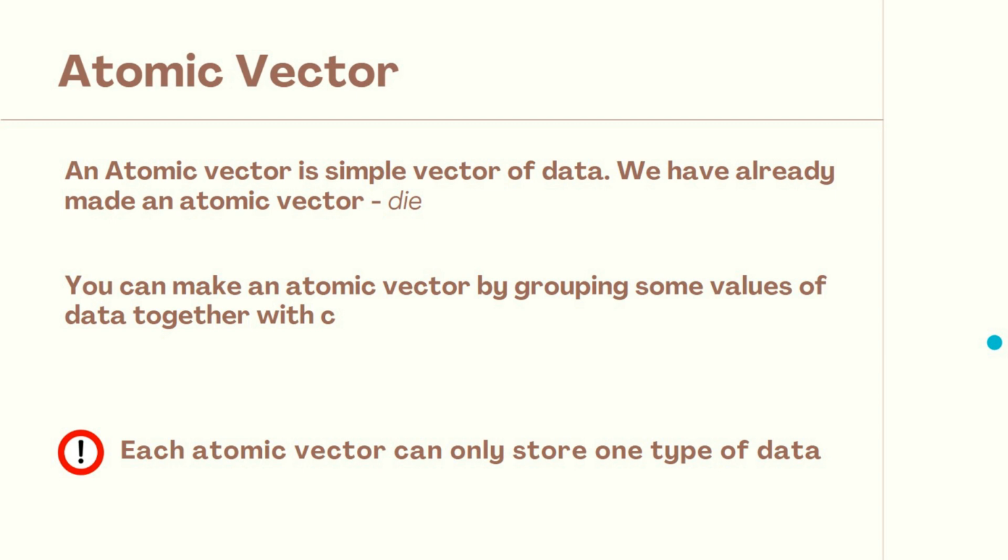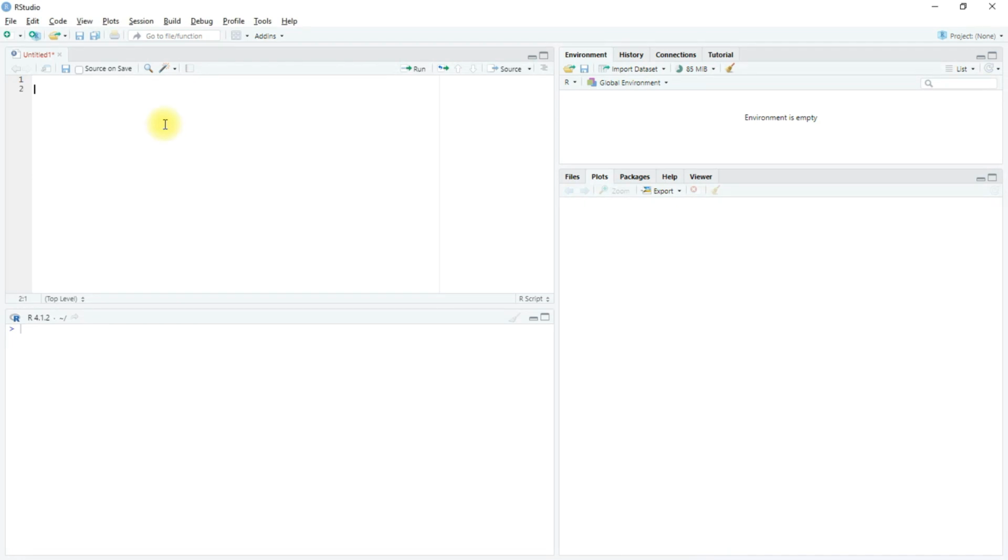The die object is atomic vector. Now you can create the atomic vector by grouping some values of data together with the function c. c stands for concatenate. Now let me create the die object again. I use the function c, stands for concatenate, and I run this command. Now you can see the object die is created.